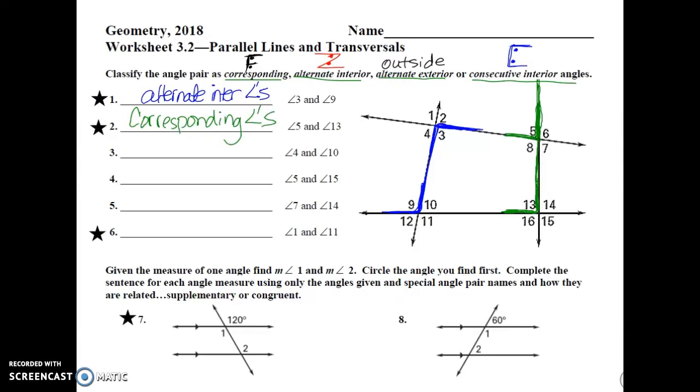And then the last one that I wanted to focus on was question number 6. In question 6, we're tracing angle 1 and then angle 11 down below. And if you notice, there's no way to extend those lines and connect them to each other. That's an example of the alternate exterior angles. Notice that this being the interior part of the lines, those are both on the outside of the lines.